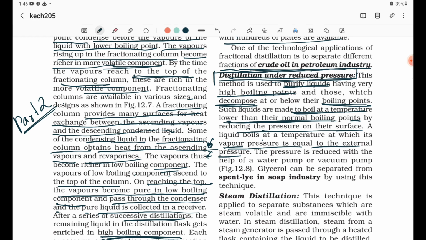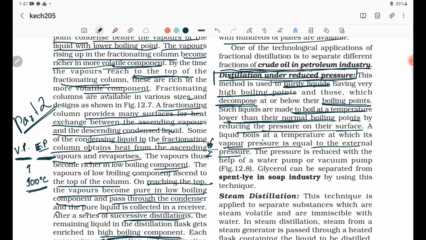So see what we are doing. When a liquid boils at its boiling point, what happens at the boiling point? Suppose there is a liquid. Now this is the vapor pressure and this is the external pressure. Suppose the boiling point of this liquid is 100 degrees Celsius, simple water. So at 100 degrees Celsius, the vapor pressure of the liquid will be equal to the external pressure. This is what happens at 100 degrees Celsius.